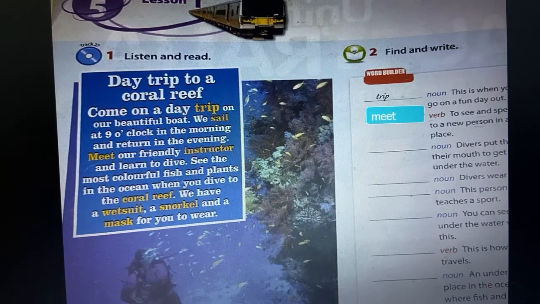Come on a day trip on our beautiful boat. We sail at 9 o'clock in the morning and return in the evening. Meet our friendly instructor and learn to dive. See the most colorful fish and plants in the ocean when you dive to the coral reef. We have a wetsuit, snorkel, and a mask for you to wear.